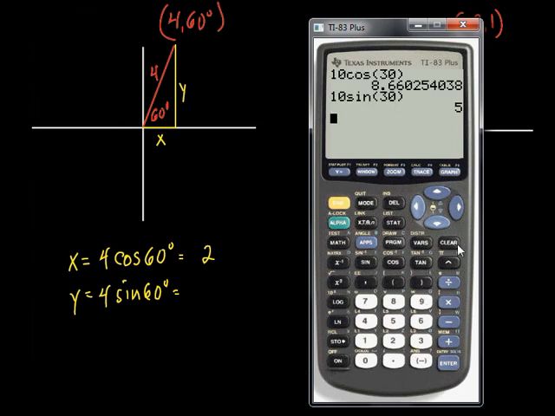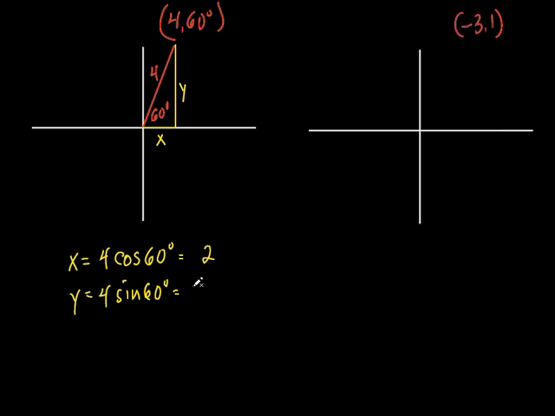They don't want exact numbers. They want decimal numbers on this. So I'll just hit 4 sine 60. And there we go. We'll go 2 places: 3.46. So that's basically my rectangular coordinates, but I write it as an ordered pair. What do I write? 2, 3.46.